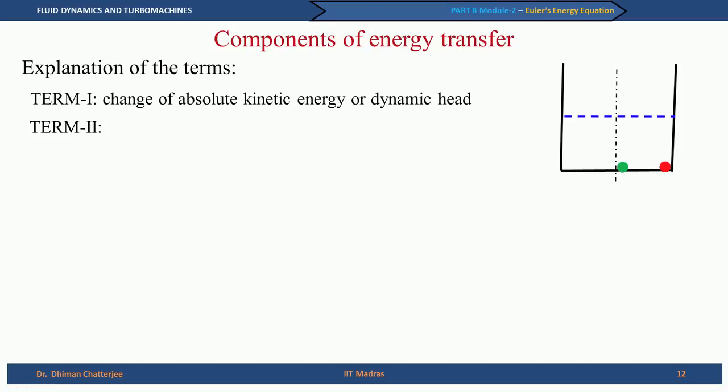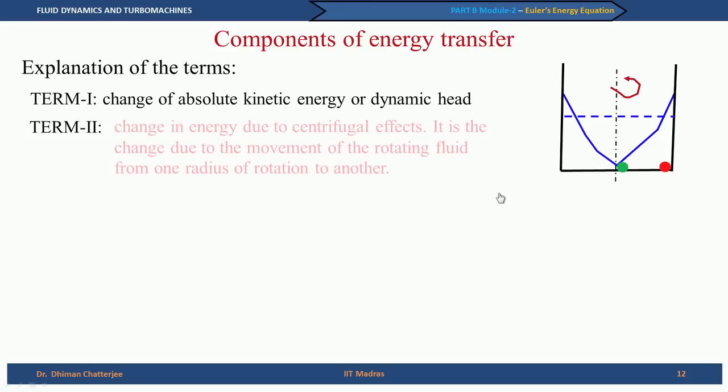What happens when I start rotating this beaker? I rotate it about its axis and you know that the free surface will become parabolic. And now you see that the mere rotation of the beaker gives rise to a pressure difference between the 2 points which were previously, when the beaker was at rest, at an identical pressure. So, what gives rise to this pressure? It is the centrifugal effects. So, now we are talking about not just a stagnant liquid, we are talking about a fluid which is flowing from one radius inside the blade impeller to another radius, and we are talking about the energy change.